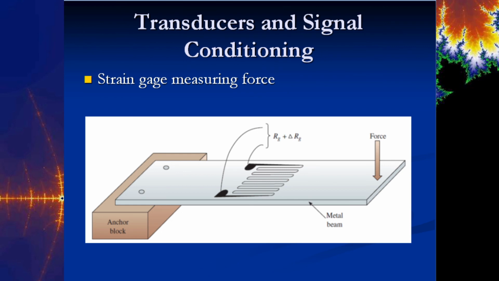So here's a pictorial representation. Here, what we're doing is we're putting some flex into this metal beam. Okay, and that's going to change this resistance based on the travel that this moves in this direction for this force gauge. Okay, so it doesn't have to be a force gauge. This is just a strain gauge being used to measure force.